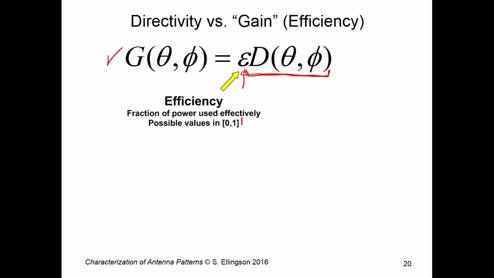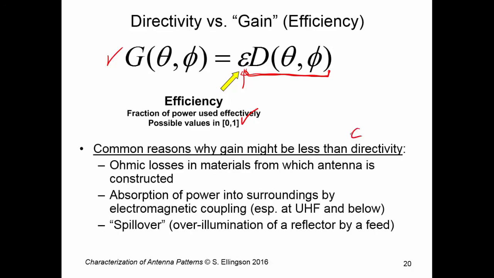So obviously the range of values that this efficiency could take on goes from 0 to 1. 1 would mean that gain is equal to directivity. 0 would mean that no matter how much power I apply to this antenna, nothing ends up in the far field. So what are some reasons why epsilon, or the efficiency, might be less than 1?